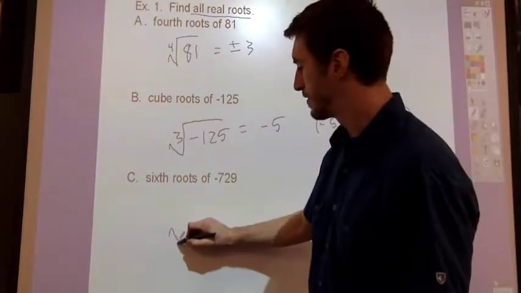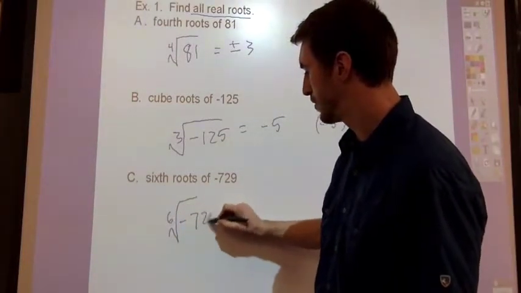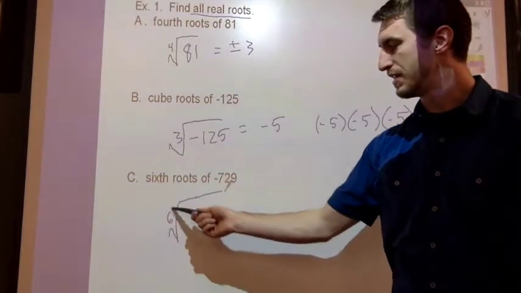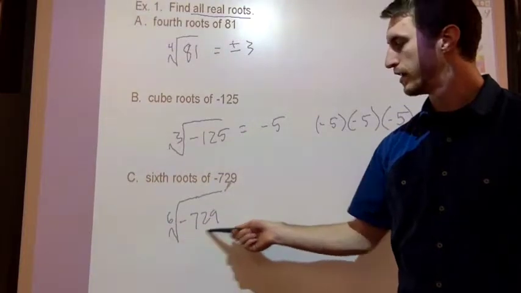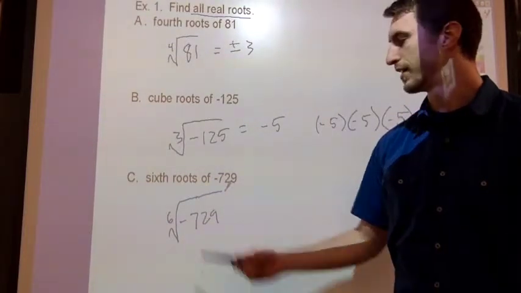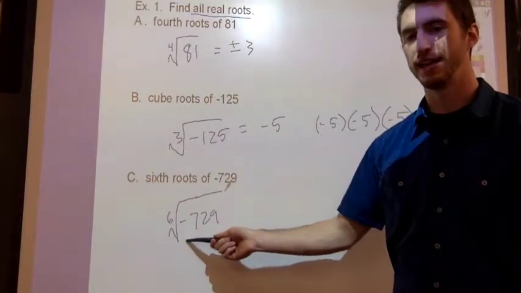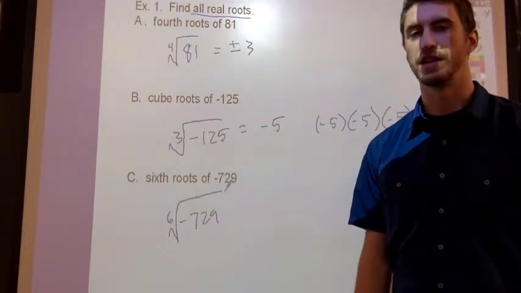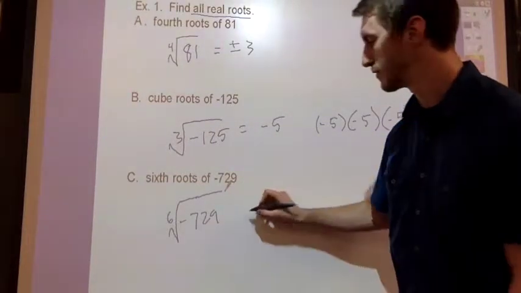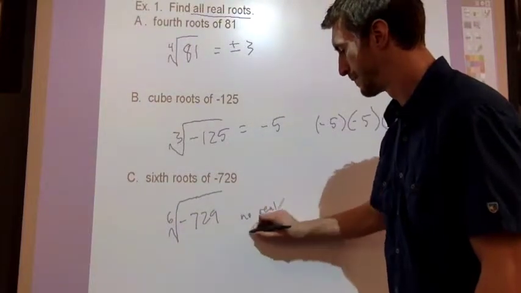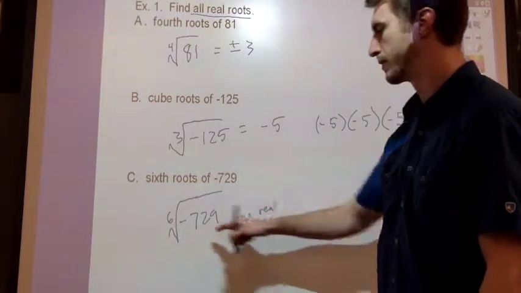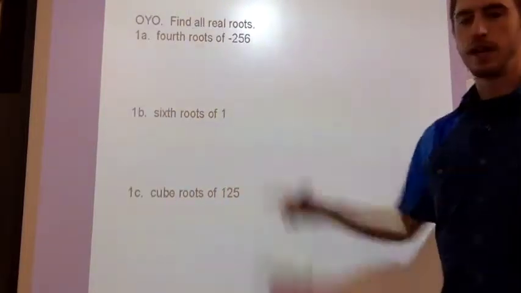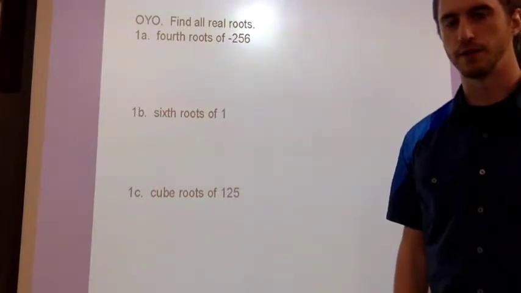This one, we've got the 6th root of negative 729. That's a big number, but don't panic because we have an even index and a negative radicand. We're trying to take the 6th root of a negative number. There are no real roots, because it's taking the even root of a negative. Okay, try these ones by yourself and I will supply the answers.